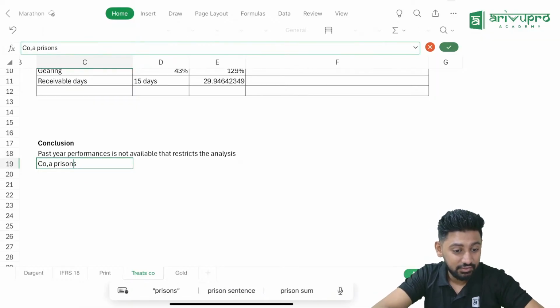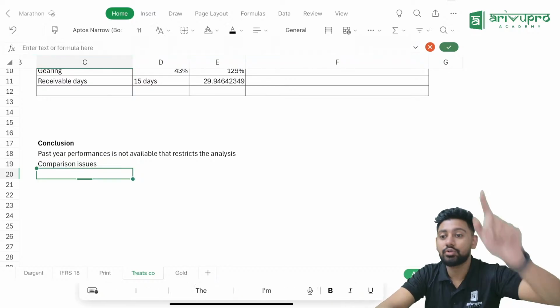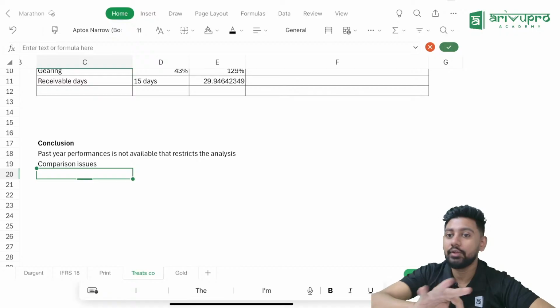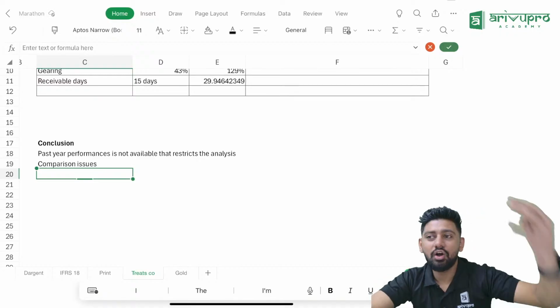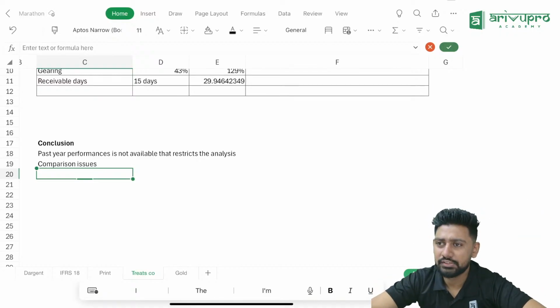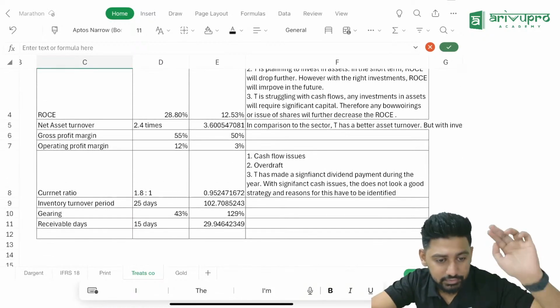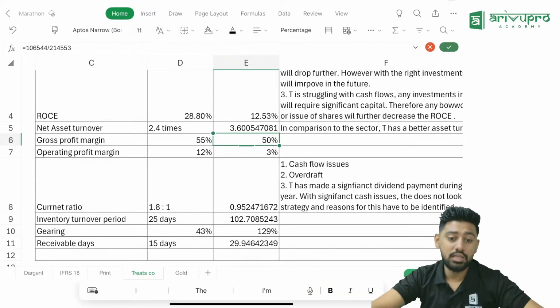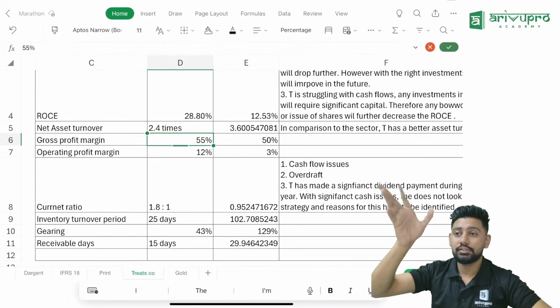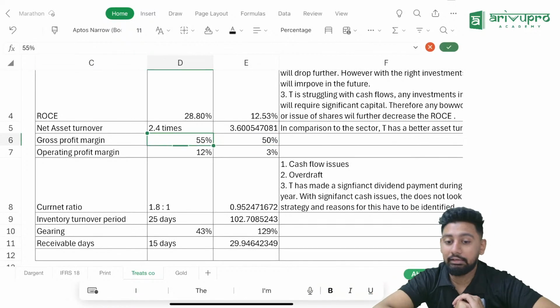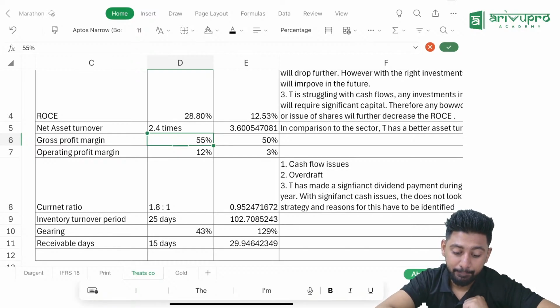Comparison issues. Now, you have to think through this. I'll tell you, it's not easy. A lot of practice has to come into place. And this could also be a reason why my sector and myself is not great. Are we clear? Yes or no?